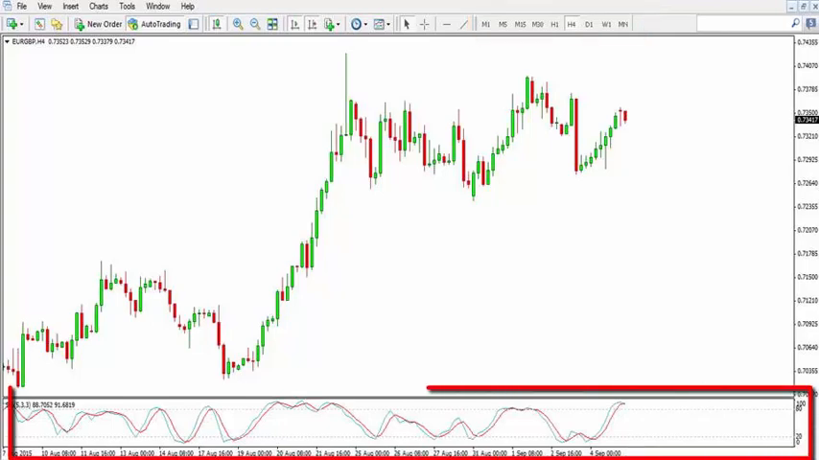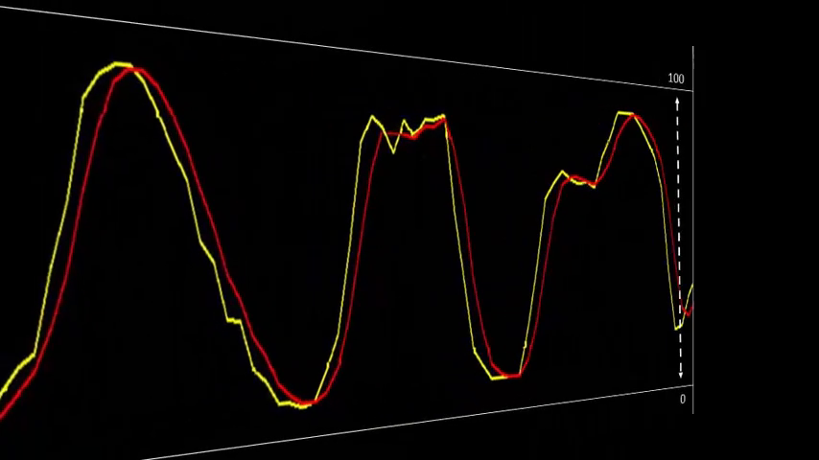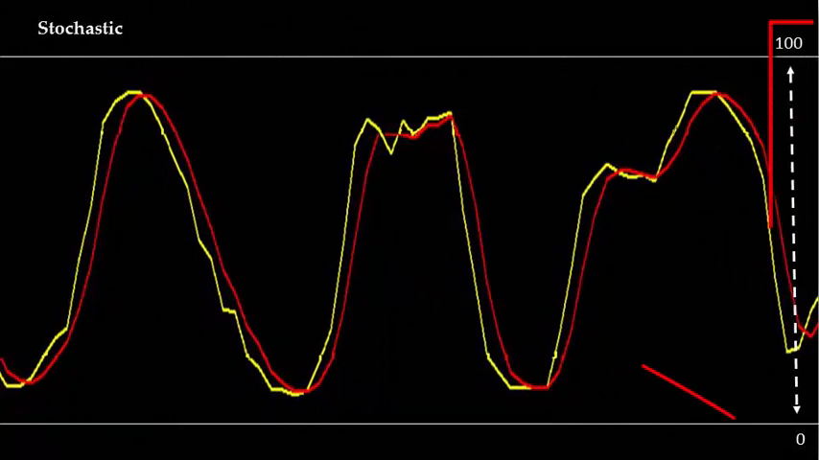Traders use stochastic in many different ways. We will focus on 3 of the most common stochastic trading methods. I've added this slide for those of you who are interested to know how the stochastic lines are calculated. Because the stochastic oscillator is range-bound, it means it goes from 0, way down here, to 100, right up here, and can show overbought and oversold conditions in the market.